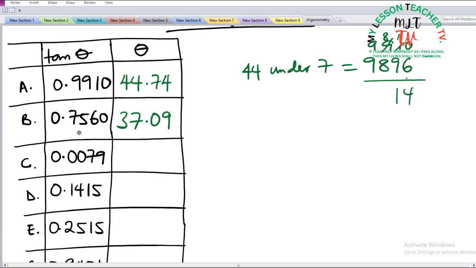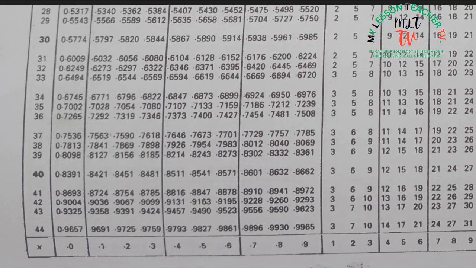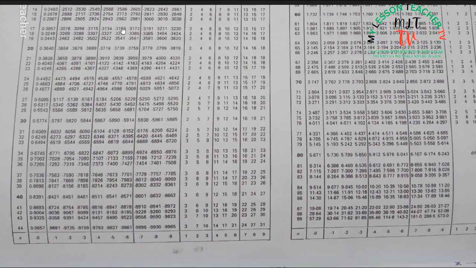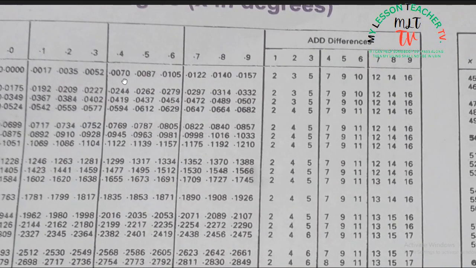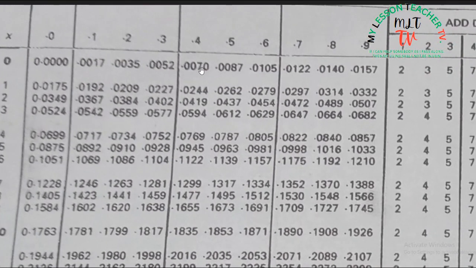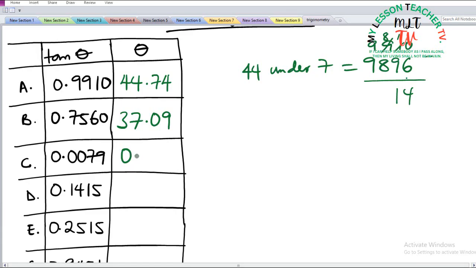Next is 0.0079. The closest is 0.0070, which is 0 under 4, and a difference of 9 is 5 under 5. So our answer in this case is 0.45.